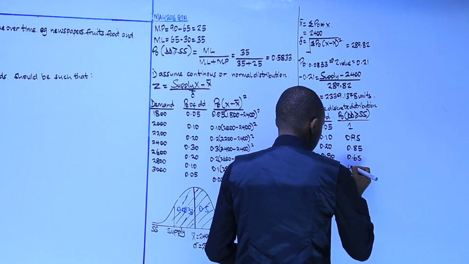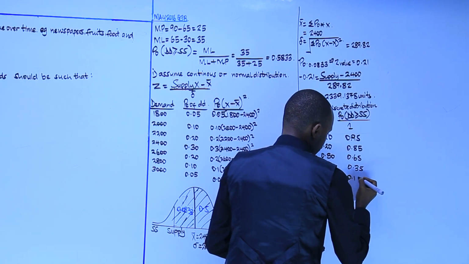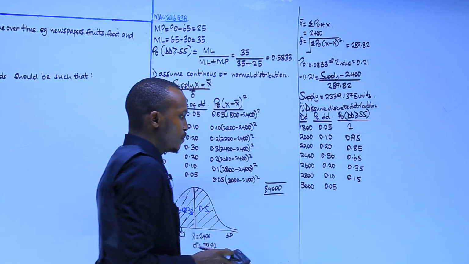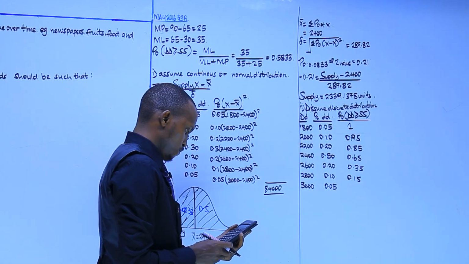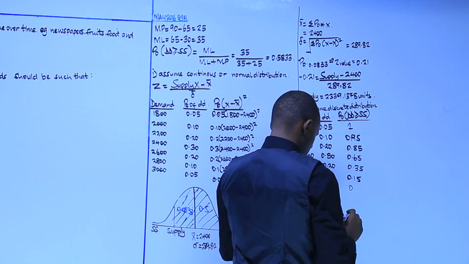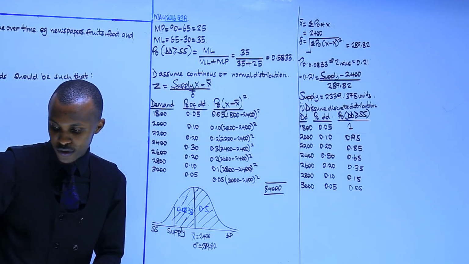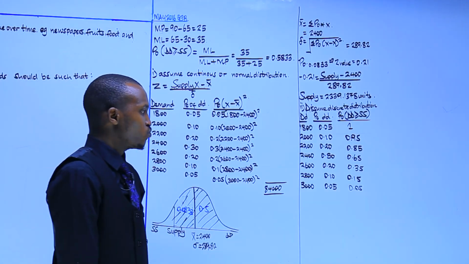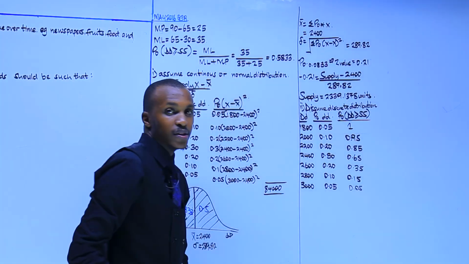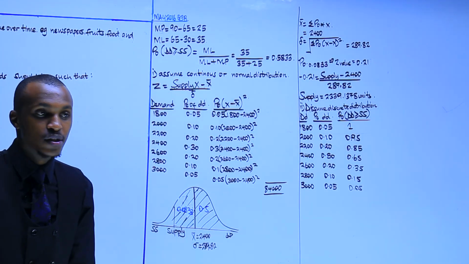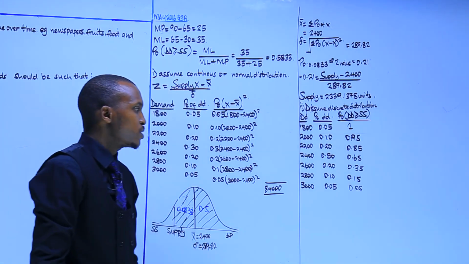It is 0.35, 0.15. And finally, where demand is more than 2800, 0.05. Right, that is what you want. That probability is giving us what? The probability of demand being greater than or equal to supply.